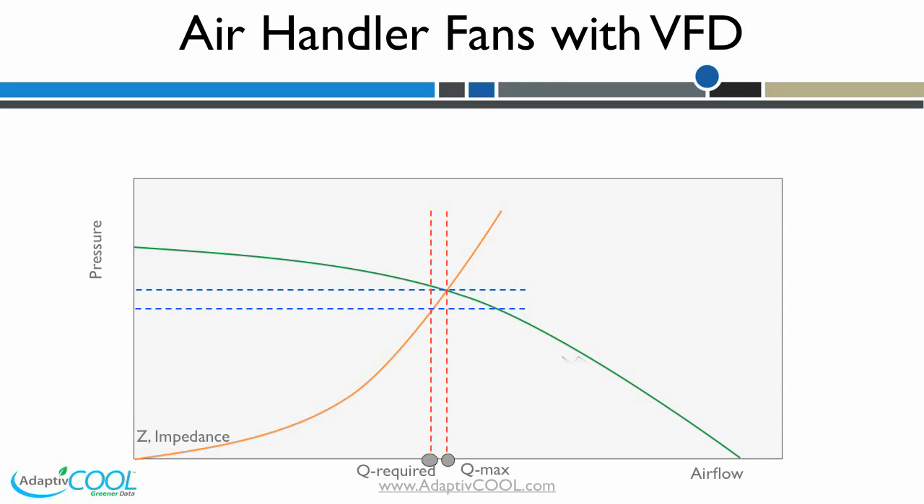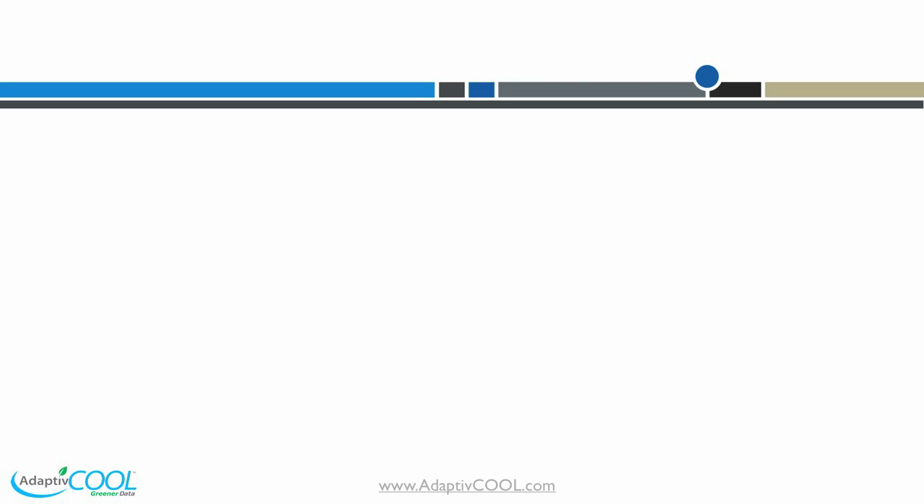Since a server heat load is a given, the primary way to change the cooling efficiency of a given data center is to reduce the underfloor impedance. We will cover that in the next chapter.